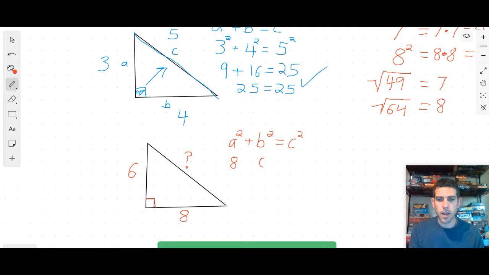I'll even do it in the opposite order from last time. Maybe I'll say this is side B and this is side A. It does not matter. What does matter is that C is the hypotenuse, this long edge furthest away from the right angle. That does have to be C. And we don't know what it is yet, so I'm just going to put C. Now I'm going to go ahead and put a square over everything because that's what our theorem says to do. So 8 squared plus 6 squared should equal mystery amount squared.